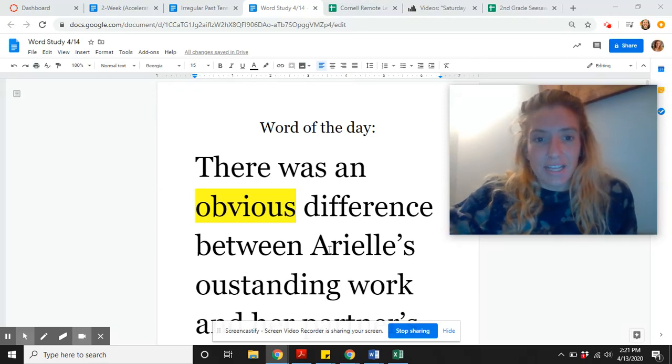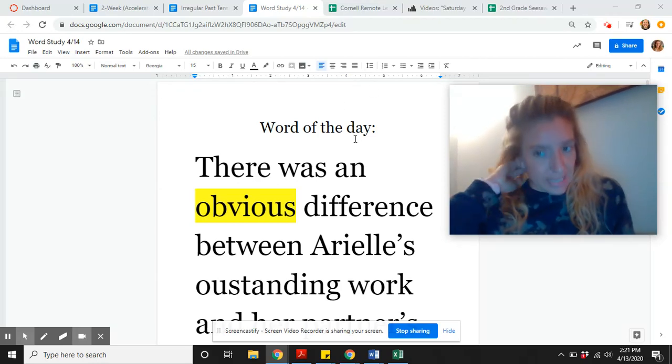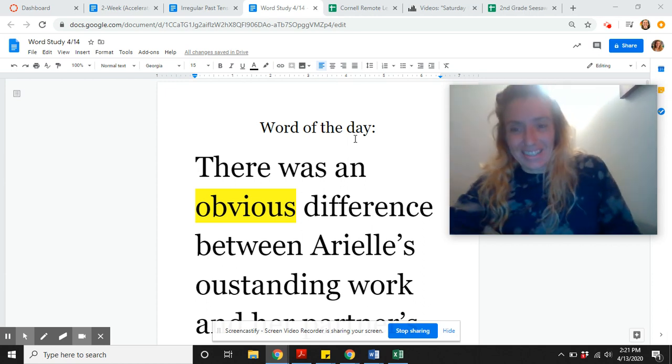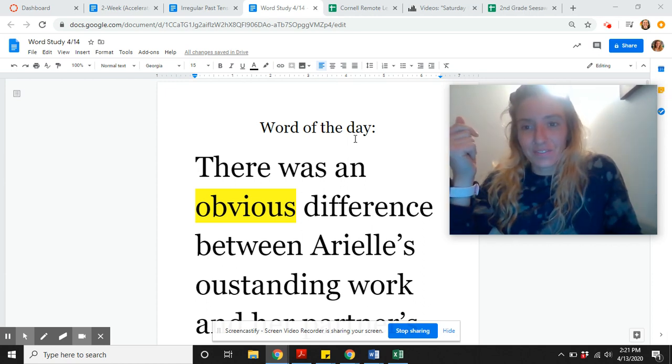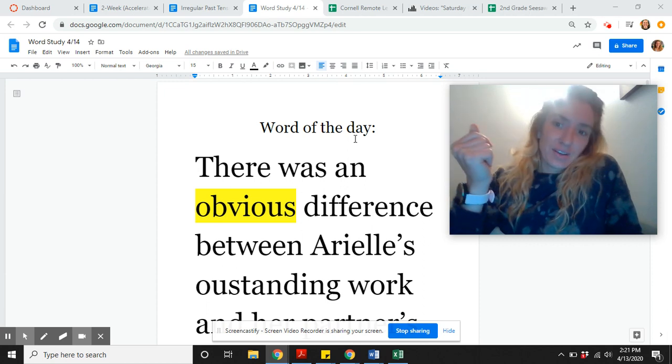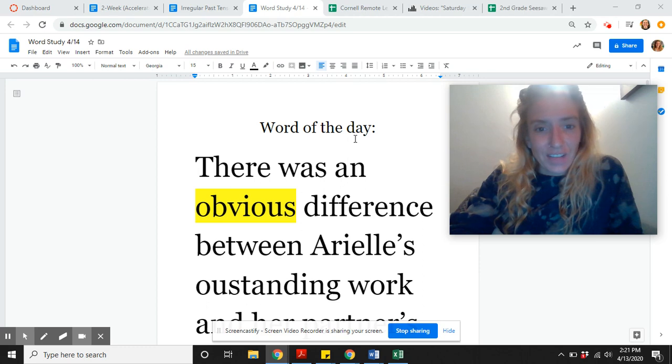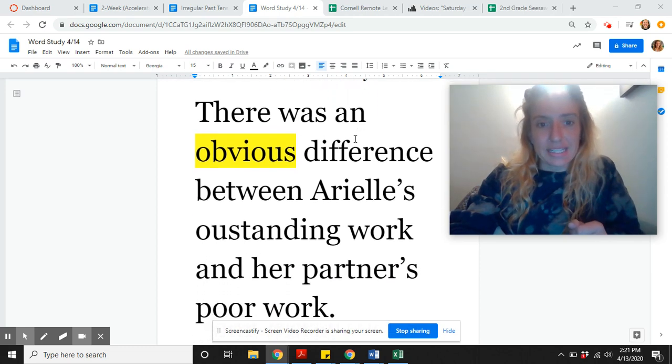Hi friends, today is Tuesday, April 14th, and we are going to jump right in to our word of the day. Get ready. Word of the day. All right, see if you can figure it out based on this sentence.